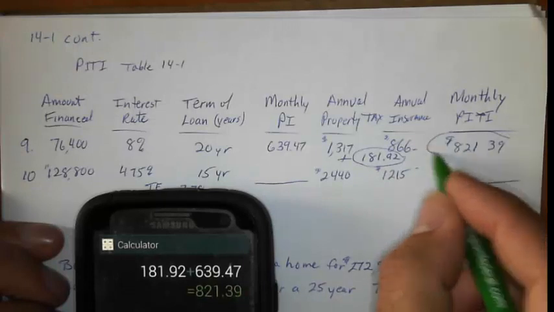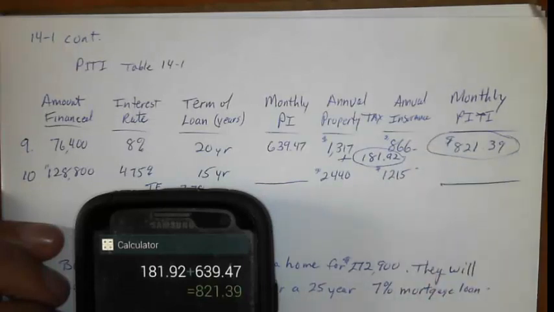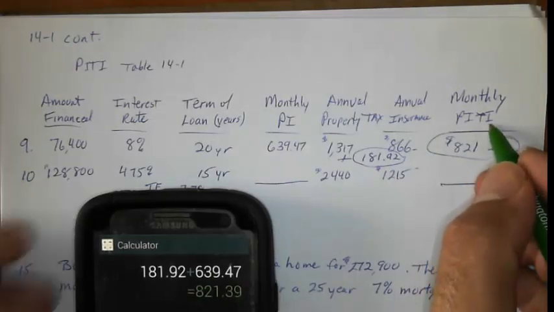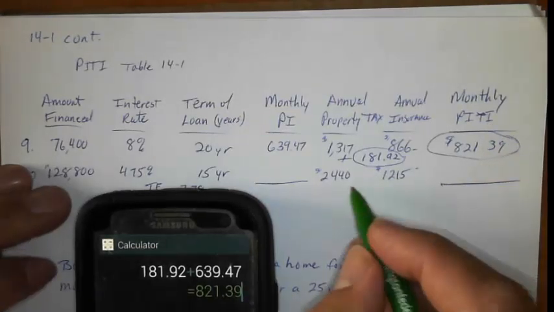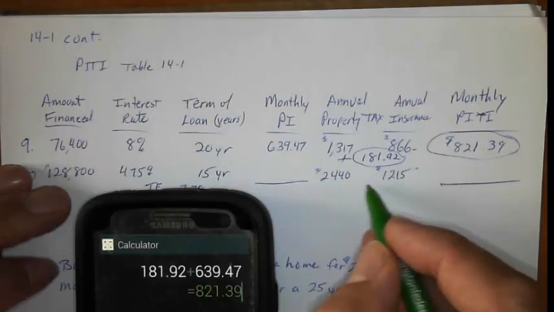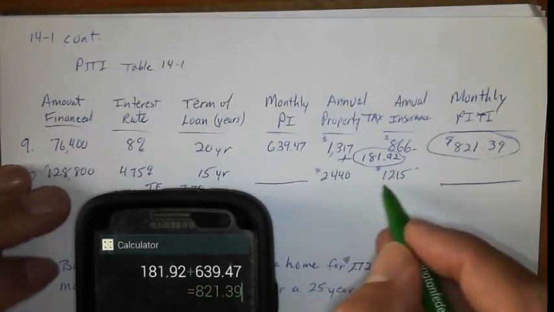So if we clear that out, so 181.92 plus your principal and interest, that's how they got the principal and interest, taxes, and insurance, which is what those stand for. Okay, so it's pretty straightforward. You're going to add these two up, divide by 12 because you're going to spread them out over the 12 months.